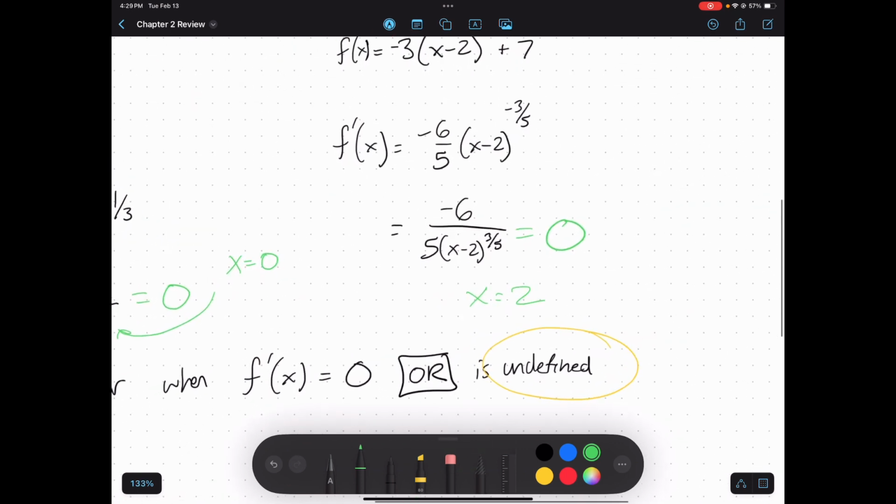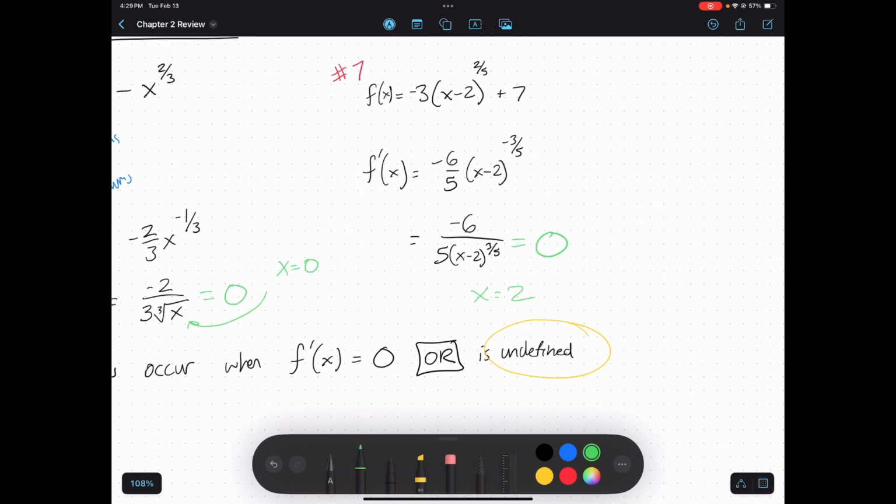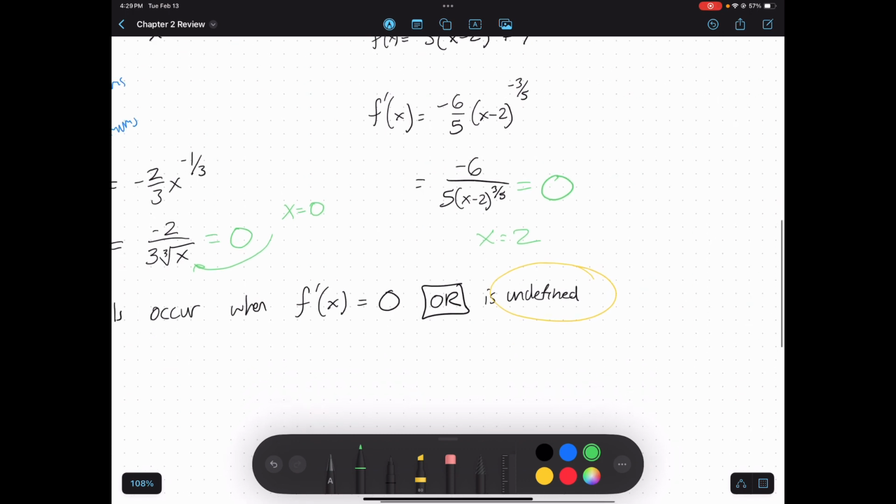With number 7, you'll have to keep going, of course, after you figure out minimum, maximum, increasing, decreasing. You're going to have to find the second derivative. The second derivative is going to be very similar, where if you try and set it equal to 0, you're not going to be able to solve for anything. The only possible points of inflection you're going to get are whatever makes the denominator equal to 0.